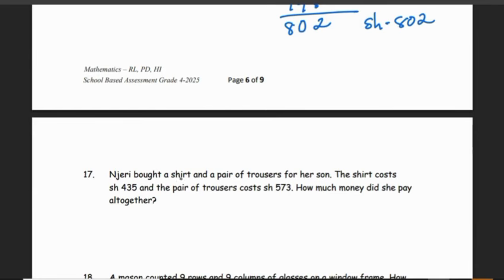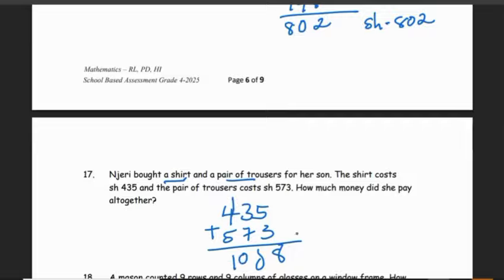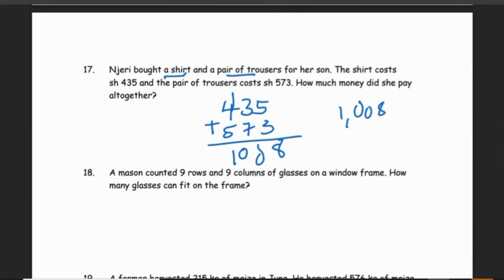So Jerry bought a shirt and a pair of trousers. For the shirt, it was 435, and for the trouser, it was 573. So in total, we're going to have 5 plus 3. We are adding. We're going to have 8. 7 plus 3, that is 10. And then I carry the 1. And then again, I have 10. In total, Jerry spent 1,008 shillings to buy a shirt and a pair of trousers for her son.